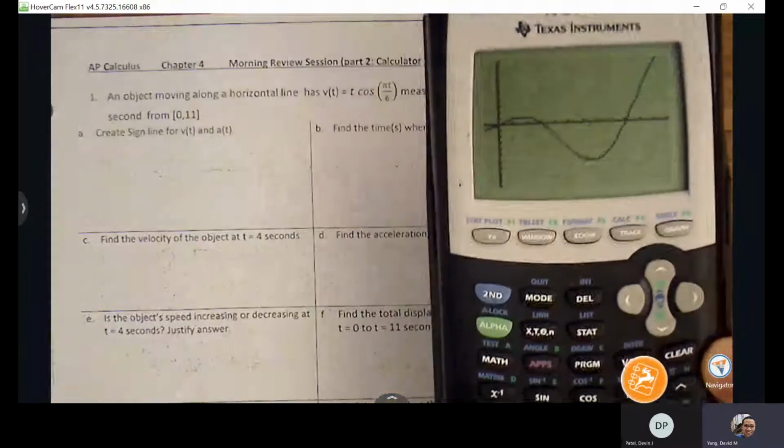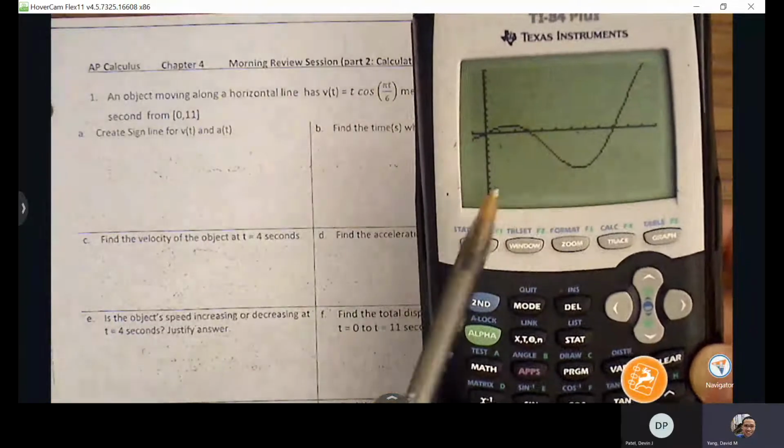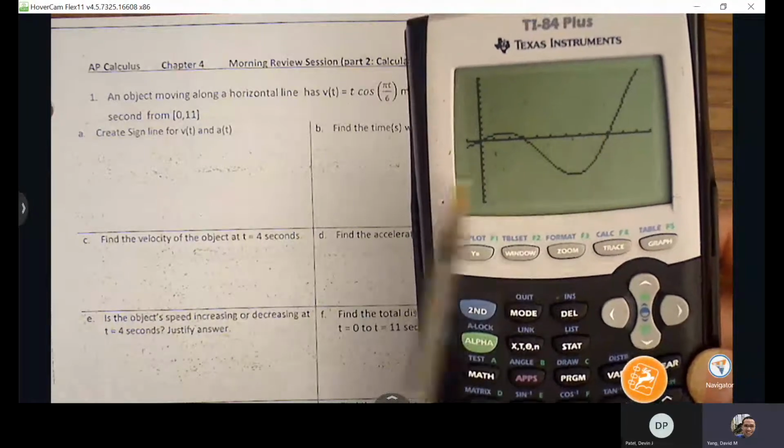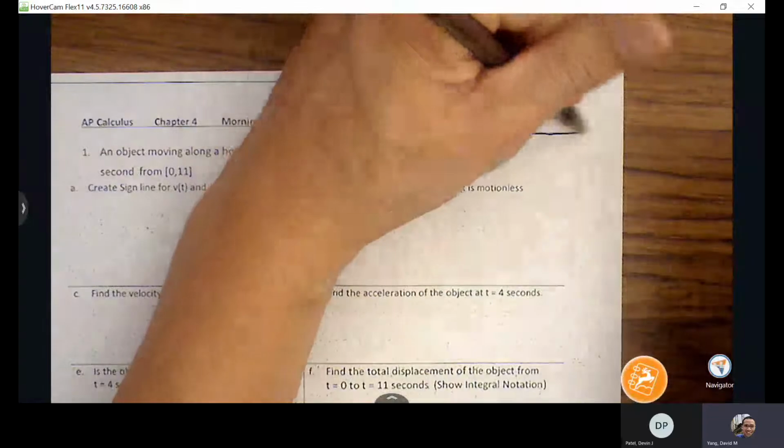Okay, it's tougher on the scientific calculator because you can't see the graph. You really have to look at your table of values and just kind of use the y values to help you visualize how the graph is moving. So we have an idea how the graph is going to look.